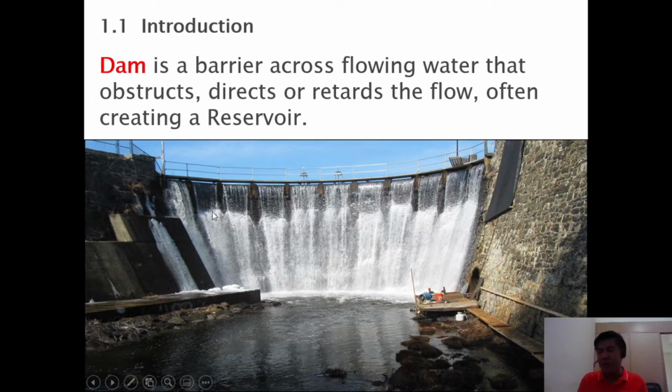Since we are into the dam, we will have this basic definition: the dam is a barrier across flowing water. Most likely it is along a river that you are going to block, because it is a barrier to the flowing water. That of course obstructs, directs, or retards the flow, often creating a reservoir.